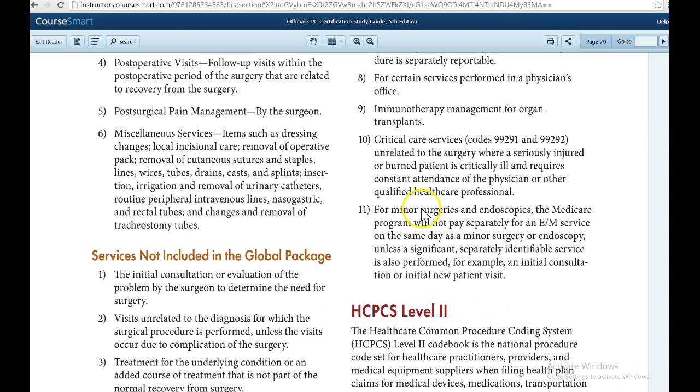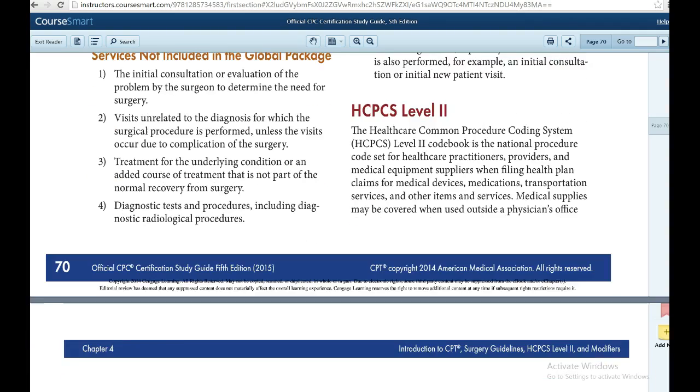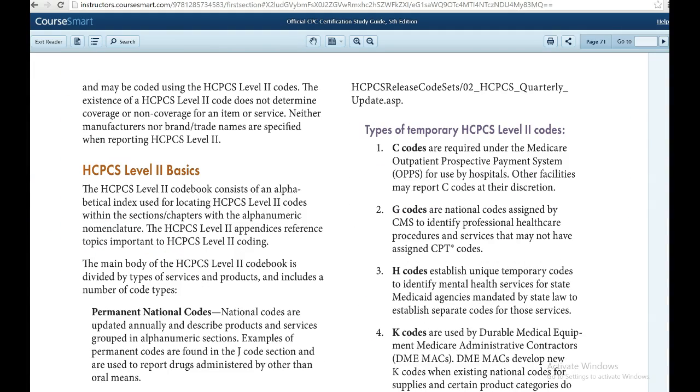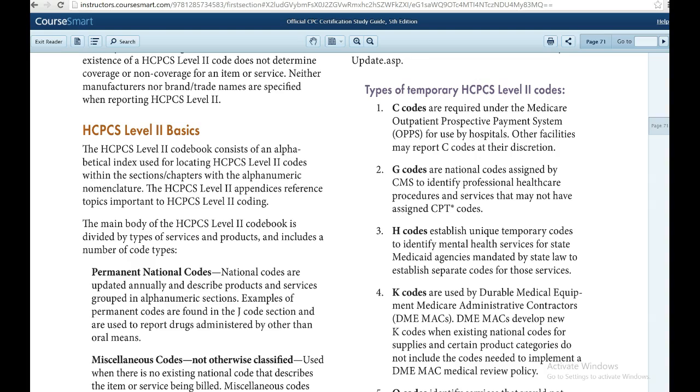The Medicare program will not pay separately for an E&M service on the same day as a minor surgery or endoscopy. So these are some things that are not covered, y'all. They are not covered. Make sure that you know that. Okay.